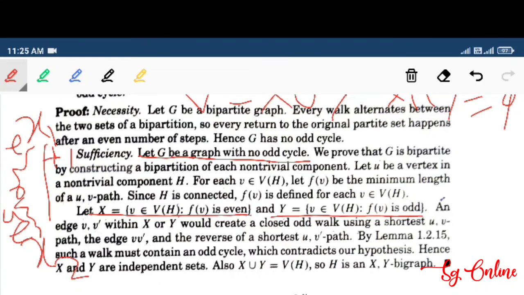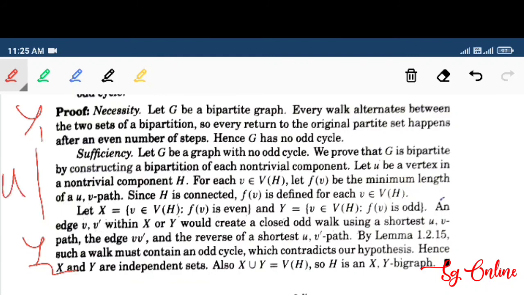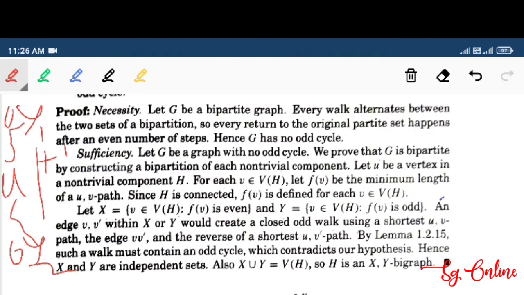Exactly in a similar way, we can show that it is not possible to have an edge between two vertices of y. Suppose y1 and y2 are two vertices of y, and they are joined by an edge. If we consider u, similarly you have a path from u to y1 and a path from u to y2, and these paths are of odd length. With the plus 1, odd plus 1 plus odd, it totally becomes an odd closed walk as before, and this odd closed walk contains an odd cycle.